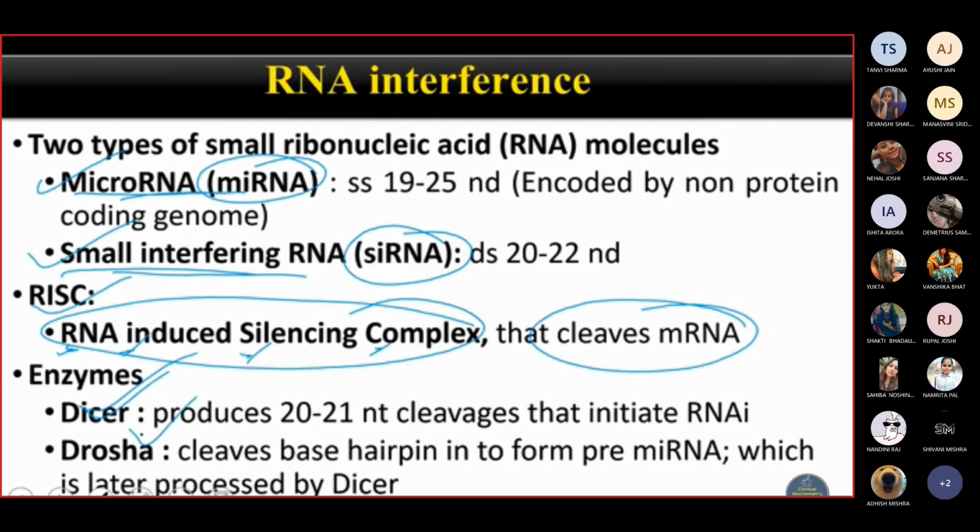If you want to write it down, please write it: the 5 things I have told you are miRNA, siRNA, RISC, dicer, and Drosha. Other than this, a number of other proteins, complexes and enzymes are also involved, but we will see only these 4-5 things.